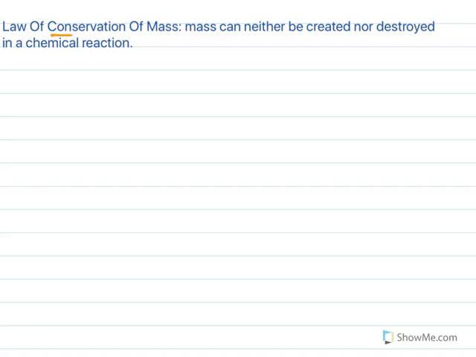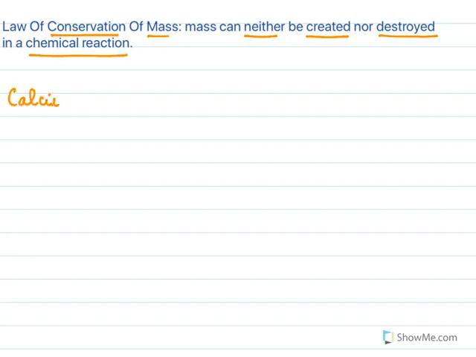The law of conservation of mass. Mass can neither be created nor destroyed in a chemical reaction. That means in a chemical reaction, mass is not created nor is it destroyed. Let us take an example to explain this.